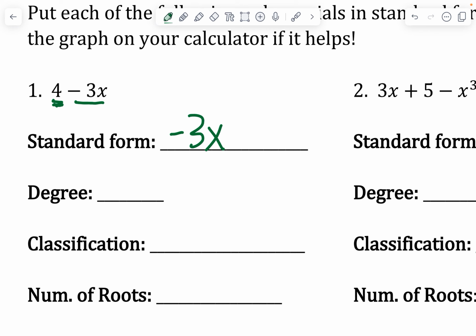That's a positive 4 out front. It's just obviously we don't have to write that positive. So I'm going to write plus 4. There's my standard form there. Kind of like I said, kind of flip-flopped them, keeping the signs. So my degree here, my highest exponent, I kind of already talked about it, was a 1, which makes this a linear function.